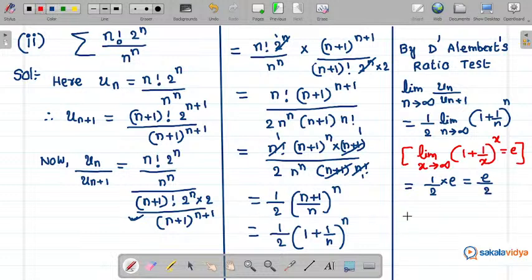Here see, e actually lies in between 2 to 3. So e lies between 2 to 3. Divide by 2 throughout: 1 is less than e by 2, which is less than 1.5. Obviously e by 2 is greater than 1. Since it is greater than 1, therefore sigma u_n is convergent.